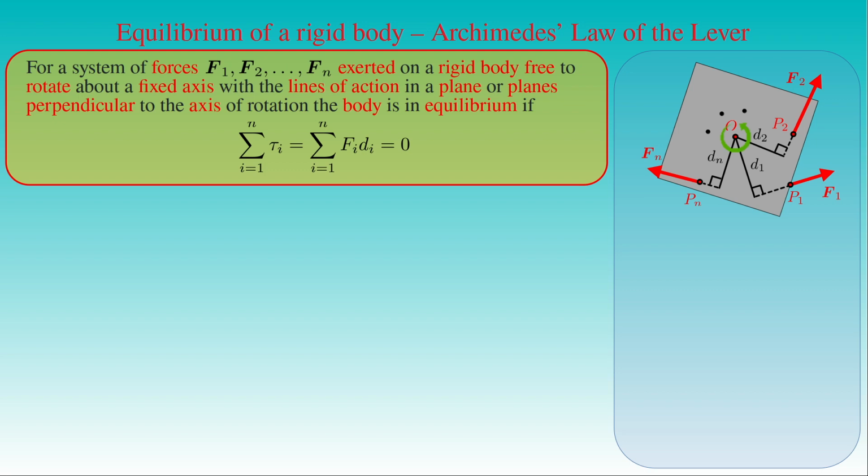The rigid body under the influence of these forces is in equilibrium if the algebraic sum of the torques τ1, τ2, ..., τn of the forces F1, F2, ..., Fn about the rotation axis vanishes. Here each torque tau is given by the magnitude of the force Fi times the lever arm di of the force Fi.